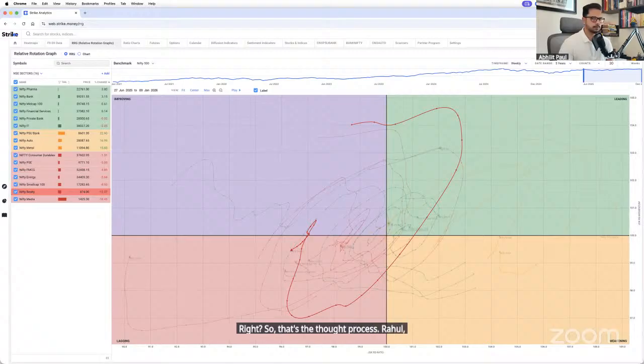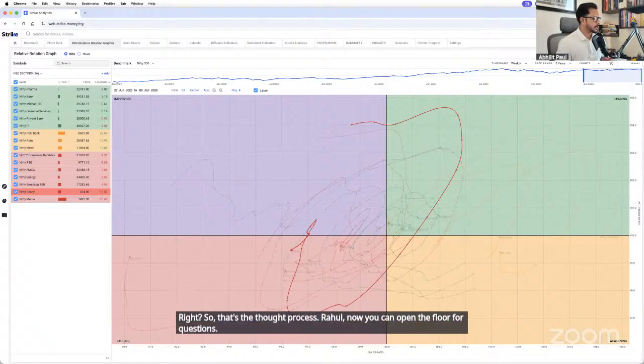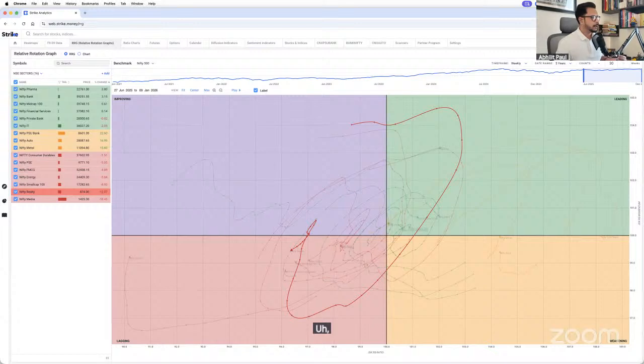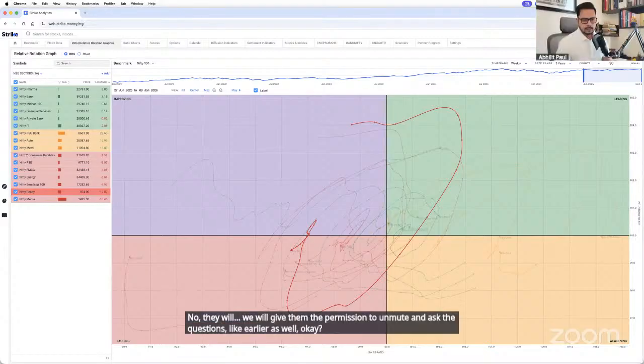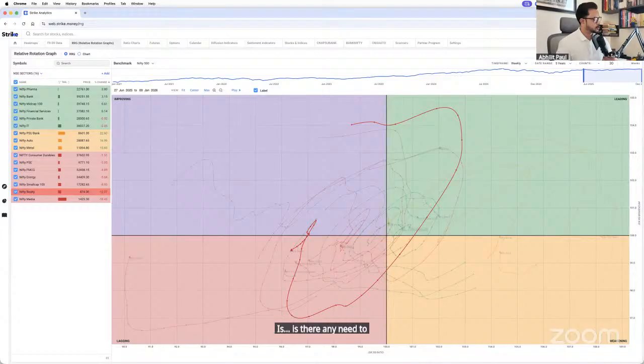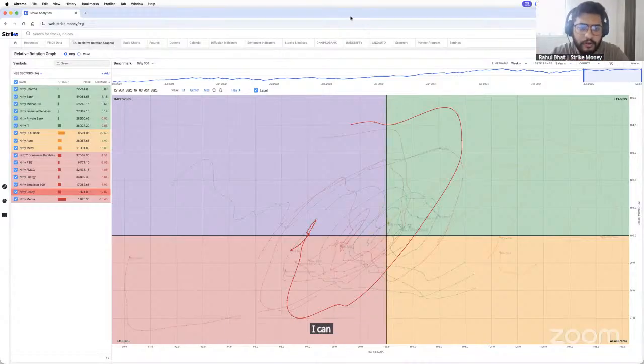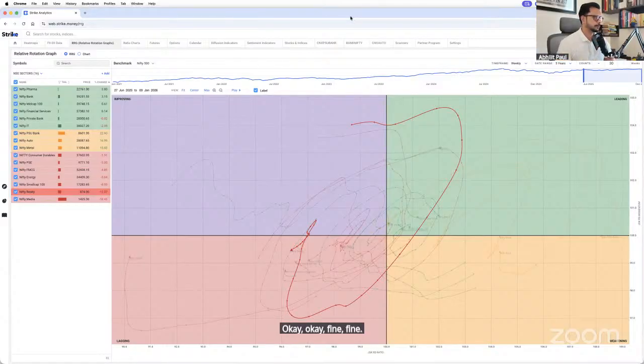Rahul, now you can open the floor for questions. Will they be asked using their mic or will they be posted on the chat box? No, we will give them the permission to unmute and ask the questions like earlier as well. Okay. Do I need to switch on my video back? Can you see my video? I can see your video. Okay, fine.